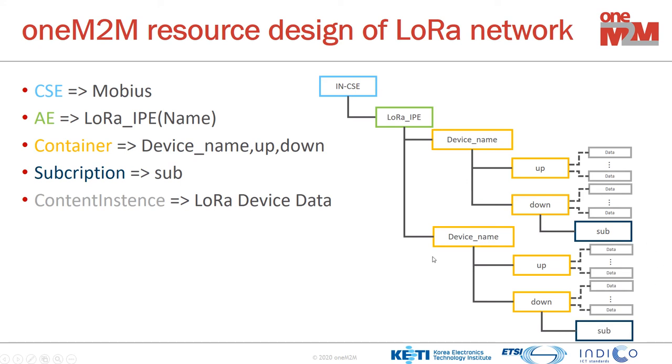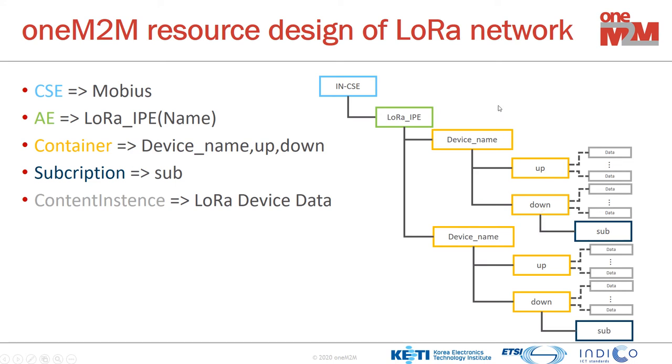So there's the LoRa IPE represented as the oneM2M AE resource, and each LoRa IPE has containers which represent LoRa devices. Each LoRa device has sub-container resources. The first one is the up, which is uplink data, and the other one is the down.